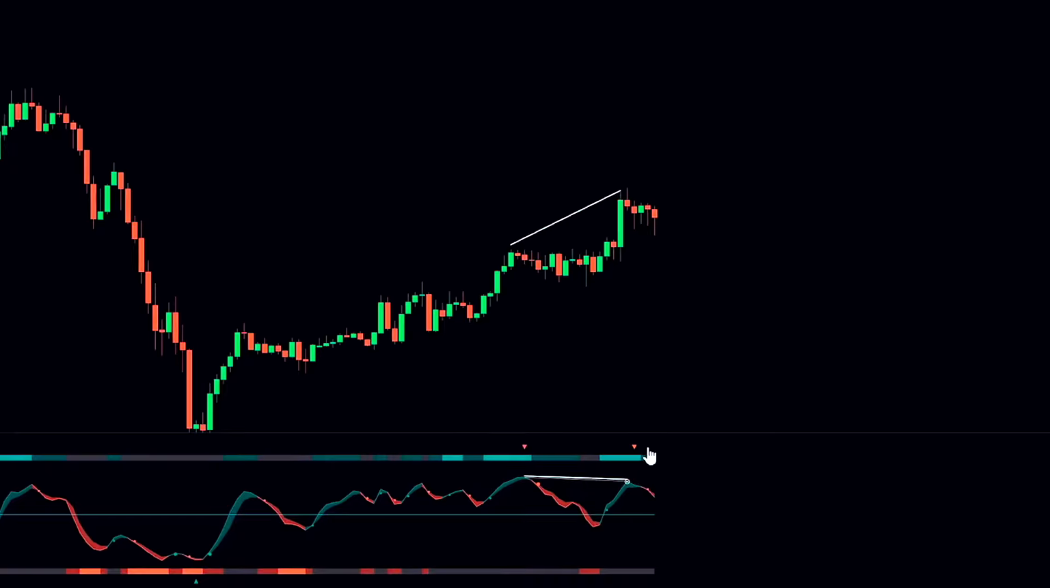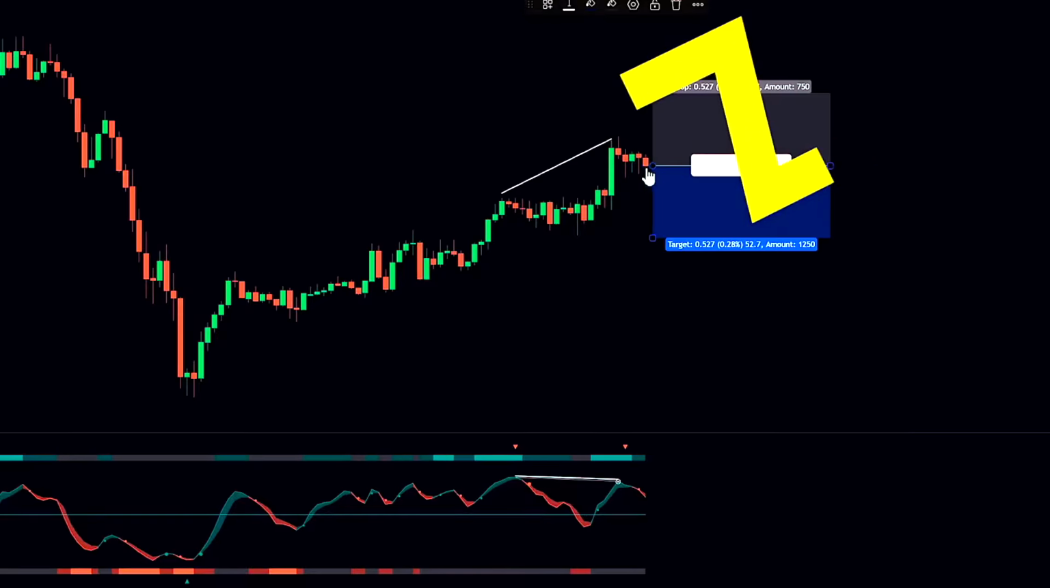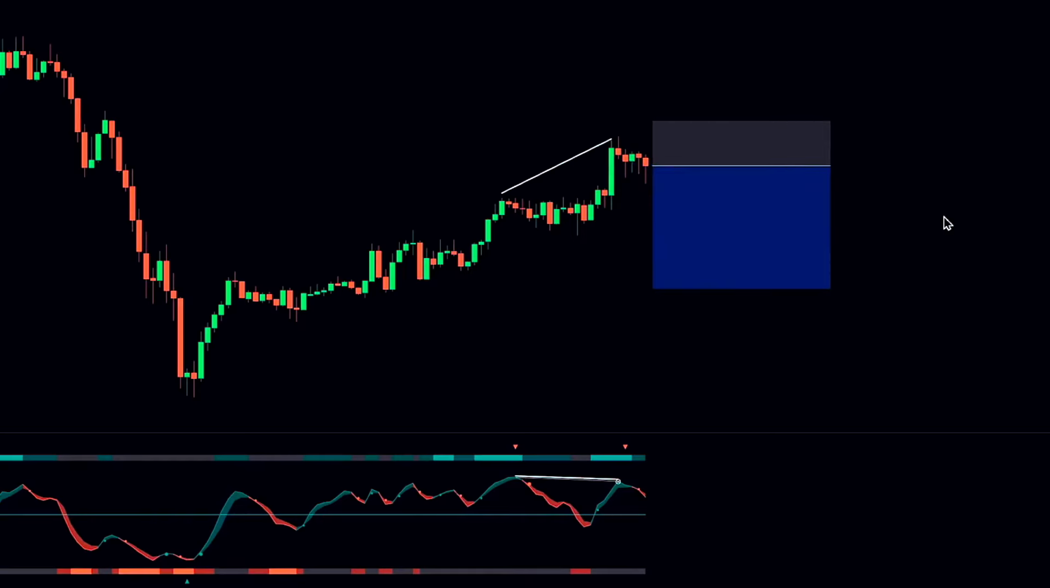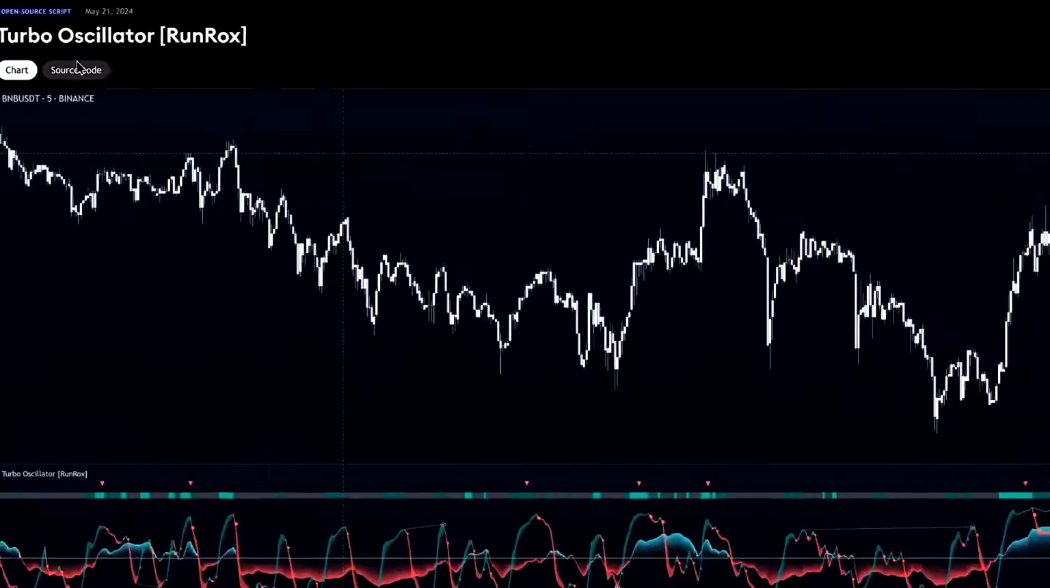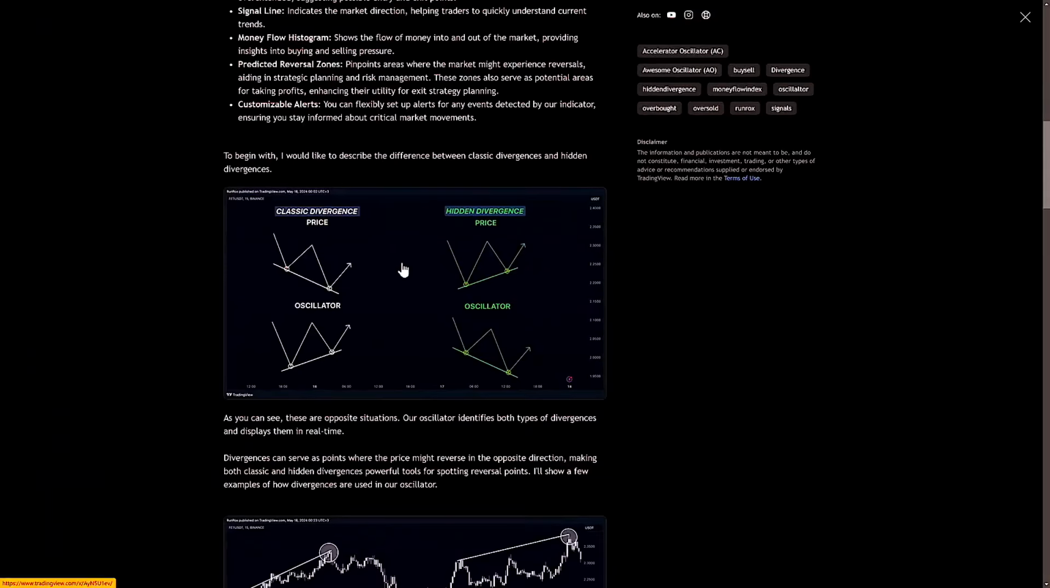On the flip side, the same indicator also flagged a bearish divergence, meaning the price was likely to drop. A short trade here? Yep, that would have paid off too. This is a turbo oscillator, and in this guide, we're diving into the nitty-gritty of it.